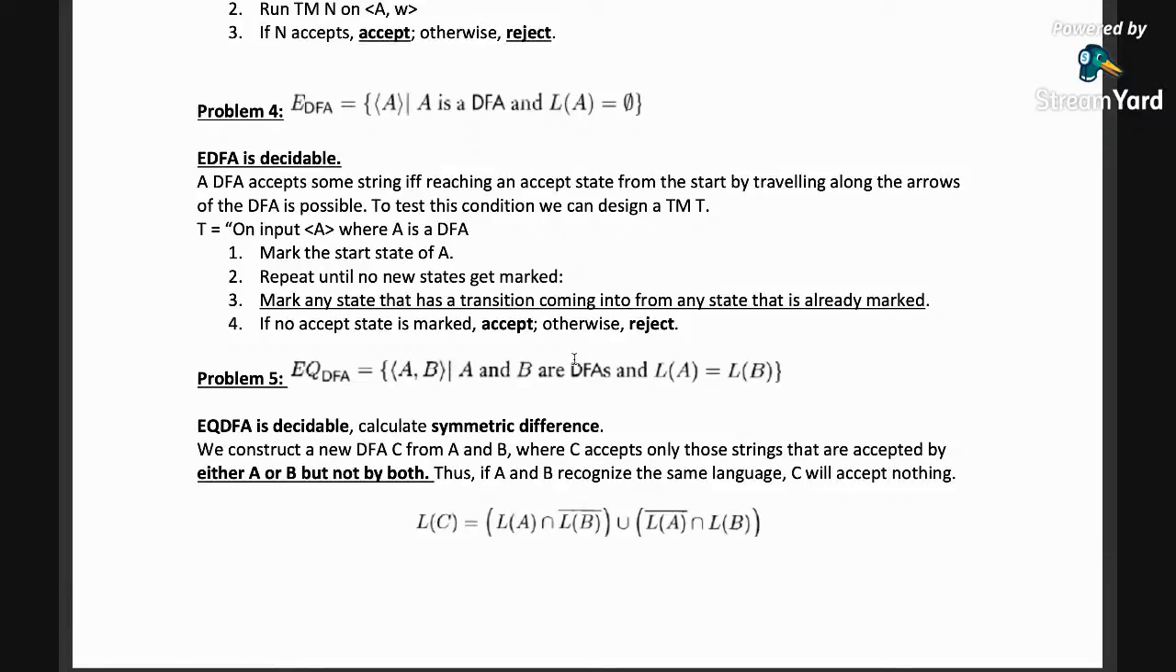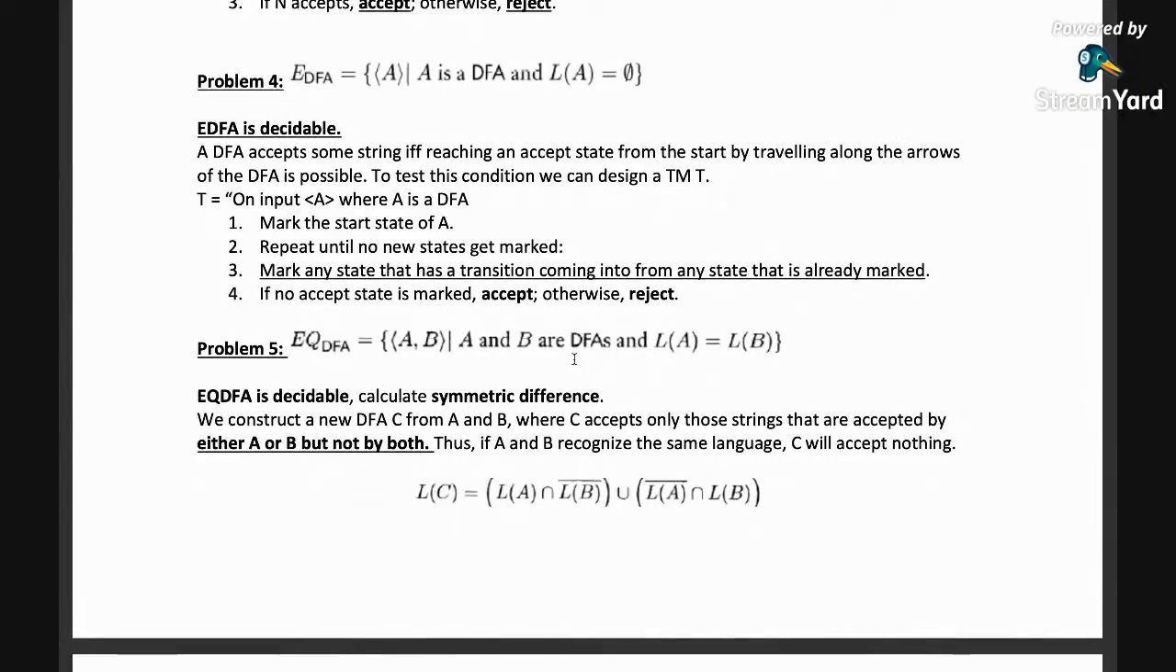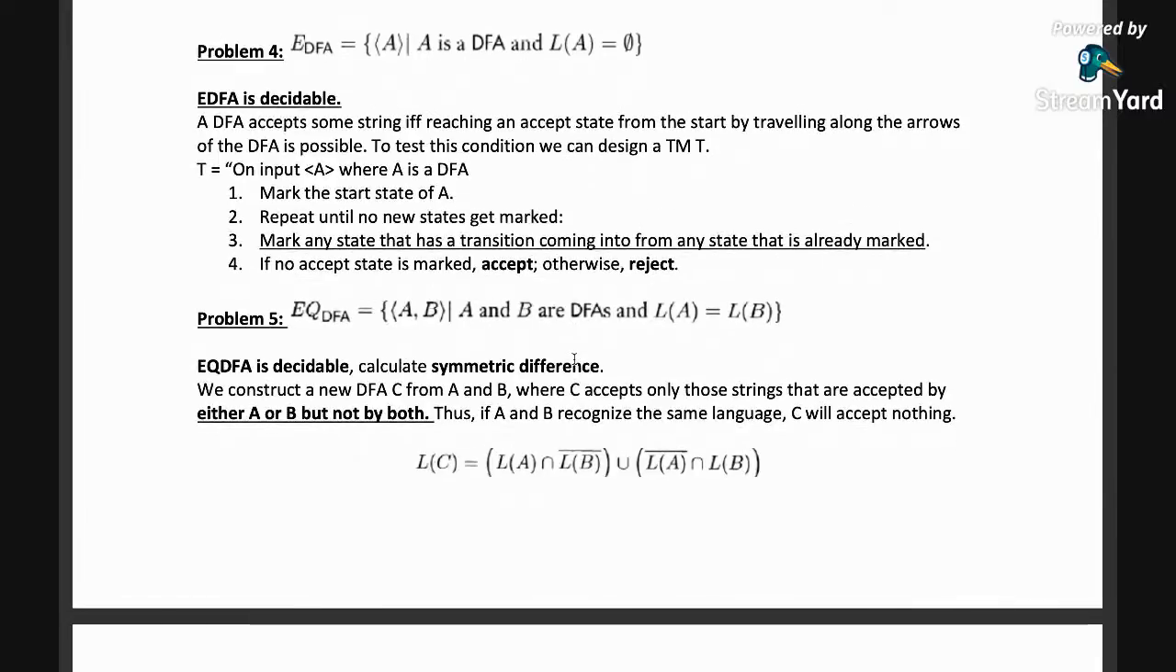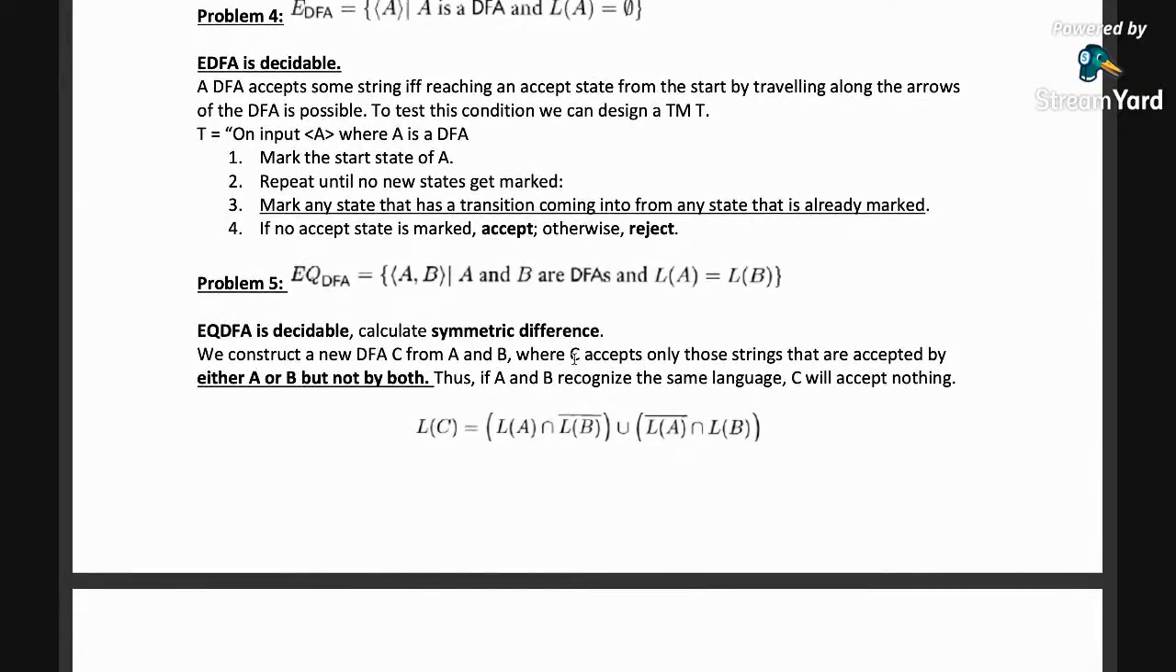E_DFA: A is a DFA and the language of A equals phi. A DFA accepts some string if reaching an accepting state from the start state by traveling along the arrows of the DFA is possible. To test this condition, we design a Turing machine T. On input A, where A is a DFA, mark the start state of A. Repeat until no new states get marked: mark any state that has a transition coming into it from any state that is already marked.